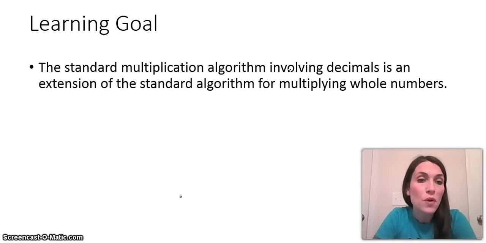Okay, our next learning goal will be: the standard multiplication algorithm involving decimals is an extension of the standard algorithm for multiplying whole numbers. So this just talks about how when we're multiplying decimals, we need to follow those same steps as if they were just whole numbers. And then just like with the last lesson, once we've done the multiplication using that same algorithm, then we learn how to put our decimal in the appropriate place. For this lesson, there are no new vocabulary terms, but please make sure you write down both learning goals. And then let's move on to our first practice problem.